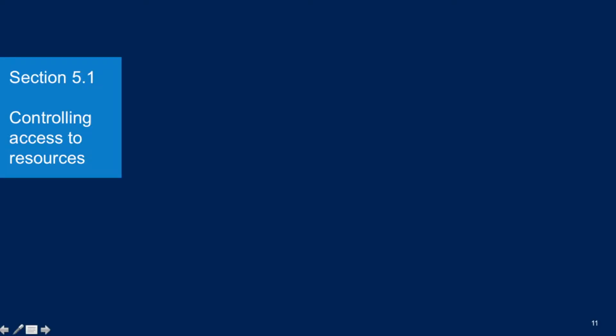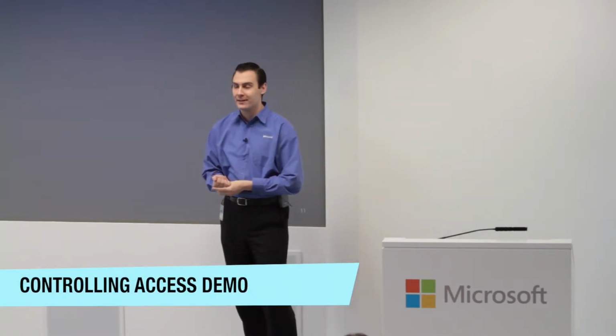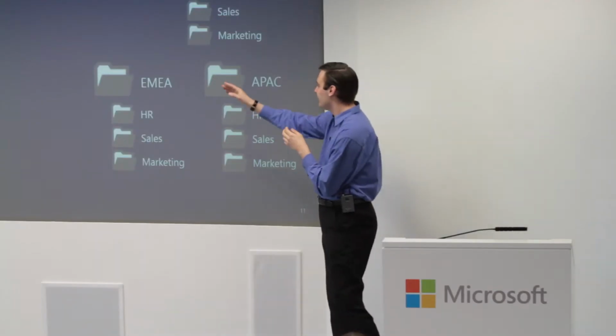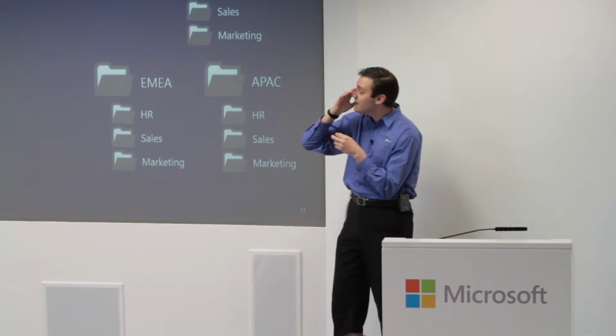Dynamic access control. Revolutionary is pretty much the only word I can think of for it. Let's think of a little case where a small company has office locations in the USA, EMEA, and APAC.